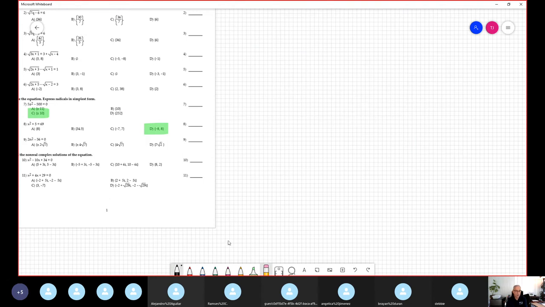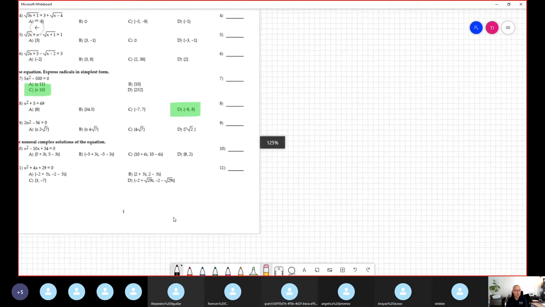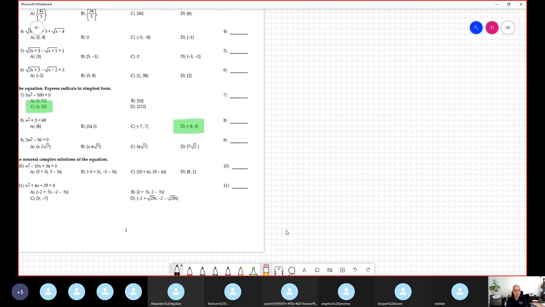Okay, let's do one more. Similar, number 9. Number 9 is 2m squared minus 56 equals 0. Okay, a quadratic equation again. This equation is already expressed in standard form because the right-hand side is zero, but B is missing. So it's better to do it with the square root method, no? So it's 2m squared equals 56, divided by 2.